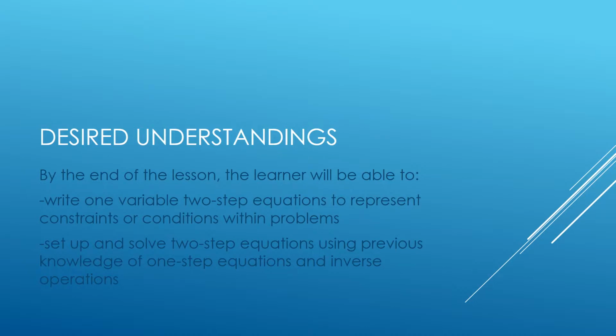In this lesson, the desired understandings is by the end of the lesson, the learner will be able to write one variable two-step equations to represent constraints or conditions within problems. They will also be able to set up and solve two-step equations using previous knowledge of one-step equations and inverse operations.